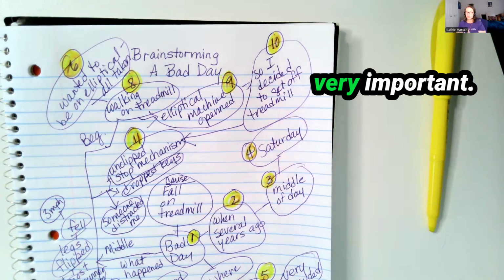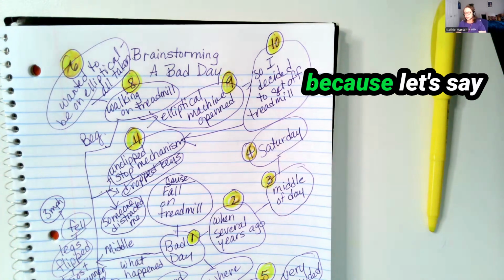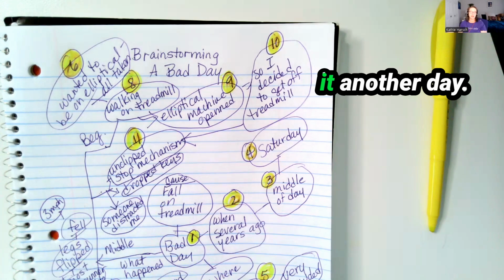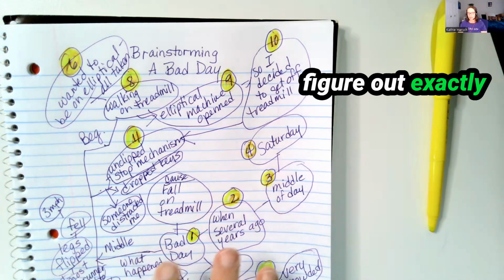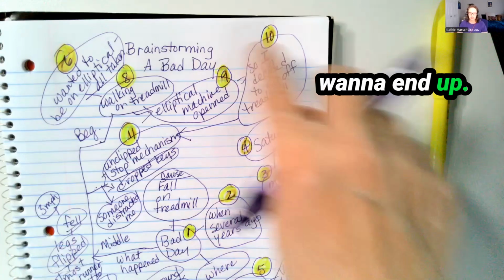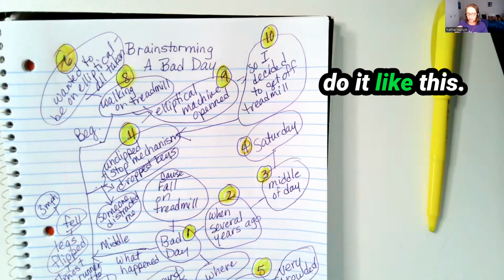Numbering things off is very important, by the way. This really helps because let's say I'm not going to write this today. I'm going to write it another day. I can come back to this and use my chart and figure out exactly where I want to start, where I want to end up. Okay, so that's why I do it like this.